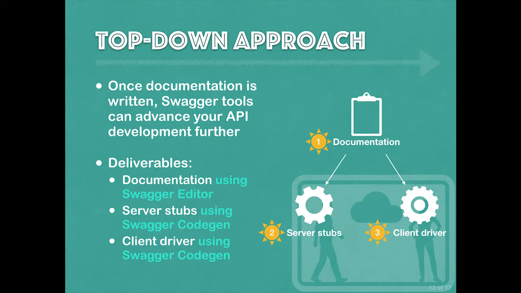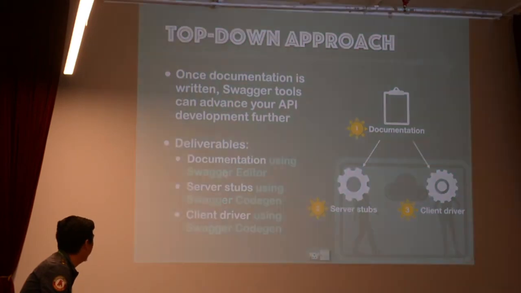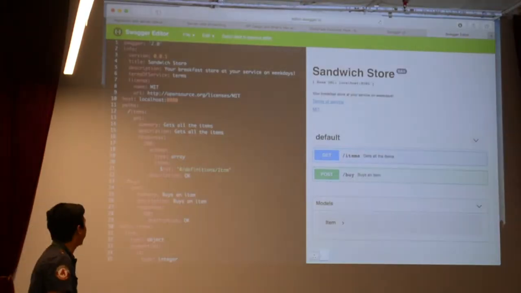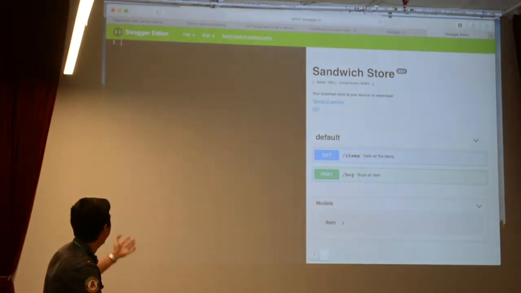So first, we're going to create the documentation via Swagger editor, and then we'll try to generate the server stubs and the client drivers out of that documentation using Swagger Codegen. So let me bring you to Swagger editor. Let's start from scratch. This is Swagger editor.